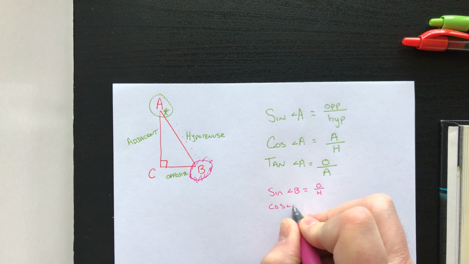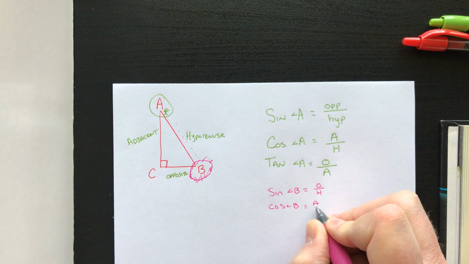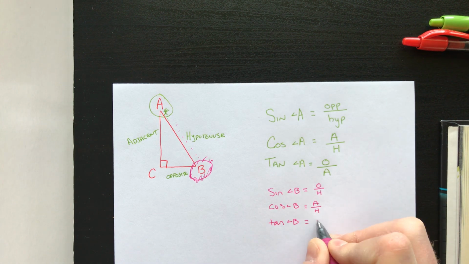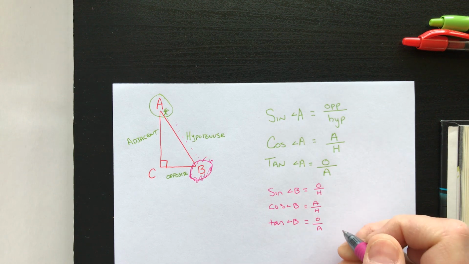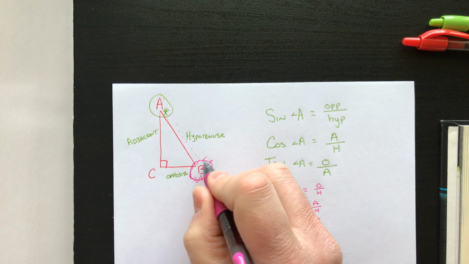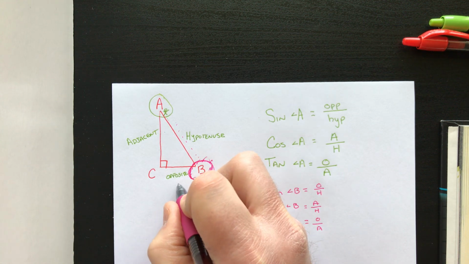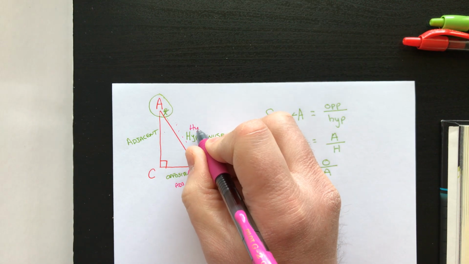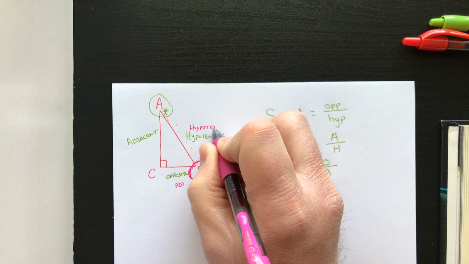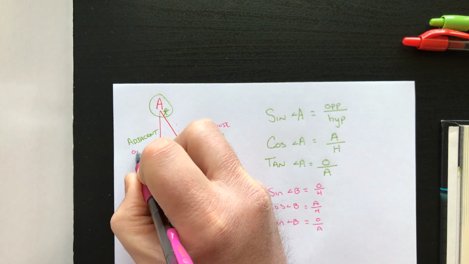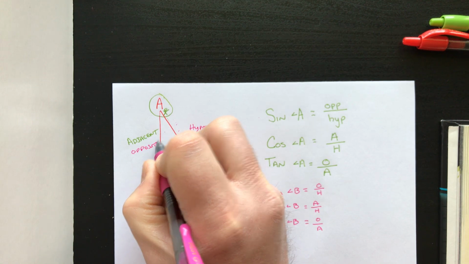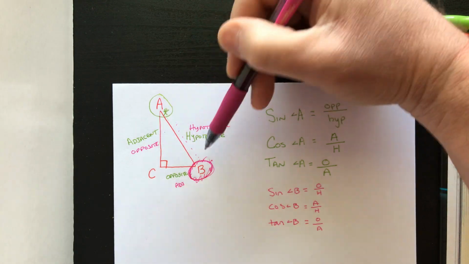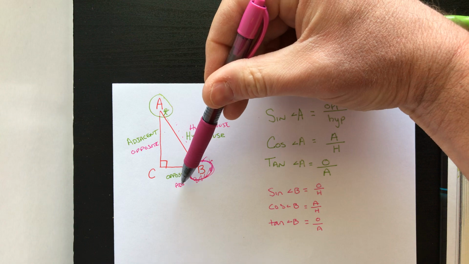All right, the cosine of angle B is still adjacent over hypotenuse. And the tangent of angle B is still opposite over adjacent. Those don't change, all right? But if I was standing on angle B, this would then be my adjacent side. This would still be hypotenuse, all right? And this would then change to opposite, all right? So if I'm standing on the green angle, notice this is opposite, that's adjacent. If I'm standing on the pink angle, this is adjacent, that's opposite.